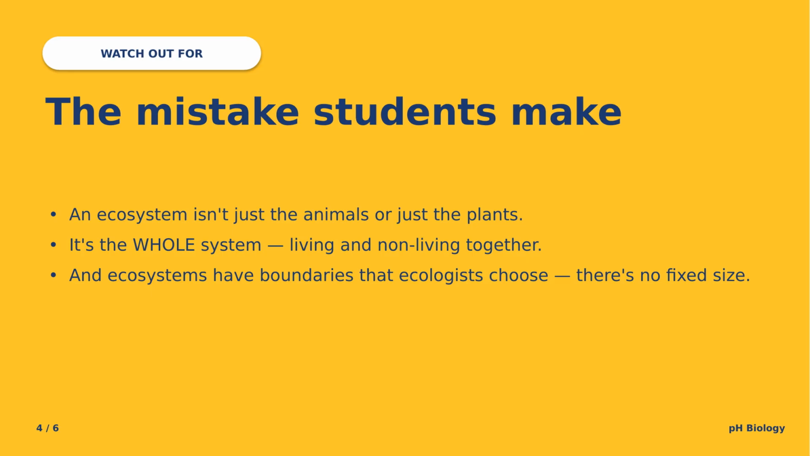Common slip. An ecosystem isn't just the animals or just the plants, it's the whole system, living and non-living together. And ecosystems have boundaries that ecologists choose. There's no fixed size.